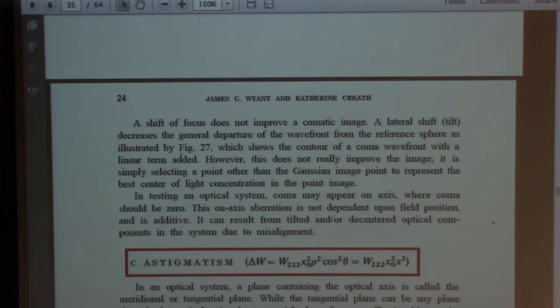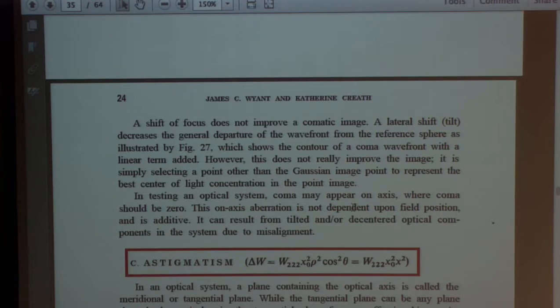Well, let's see. So it turns out, when we had spherical, if we changed the focus position, introduced some focus, we got a better image. But that really doesn't happen in coma here. And even a lateral shift decreases the departure of the wavefront from the reference sphere, but it doesn't really improve the image. It's just selecting a different point other than the Gaussian image point to represent the best center of light concentration.